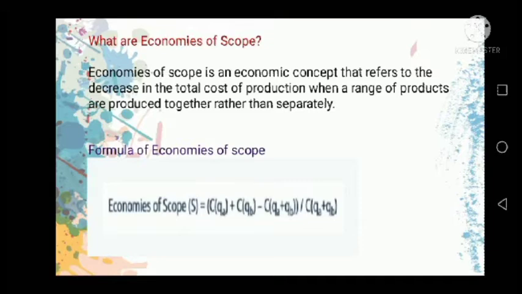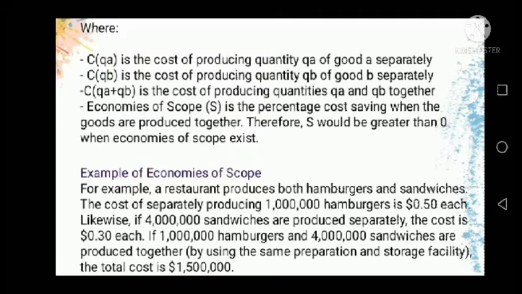Below is the formula of economies of scope, where C(QA) is the cost of producing quantity QA of good A separately, and C(QB) is the cost of producing quantity QB of good B separately, and C(QA plus QB) is the cost of producing quantities QA and QB together. And economies of scope, or S, is the percentage cost saving when the goods are produced together. Therefore, S would be greater than 0 when economies of scope exist.